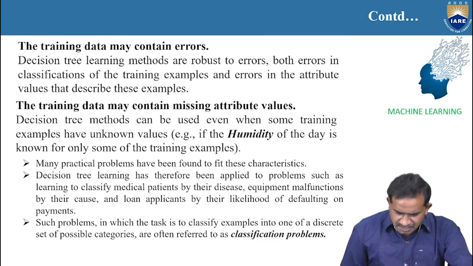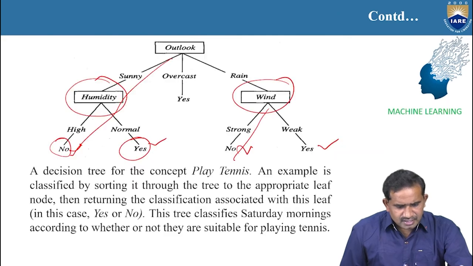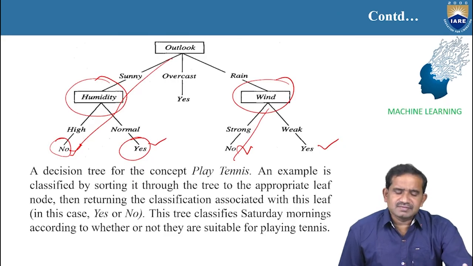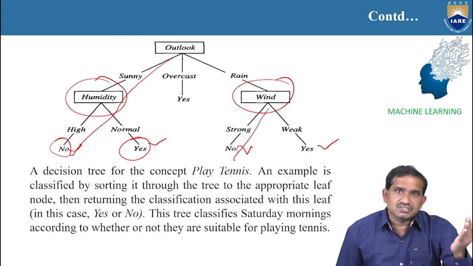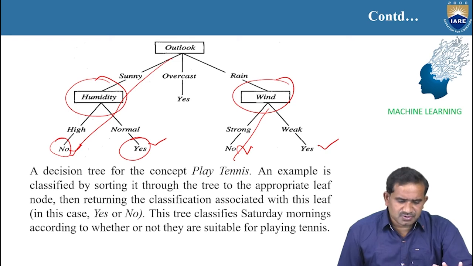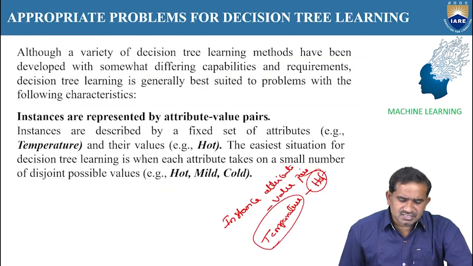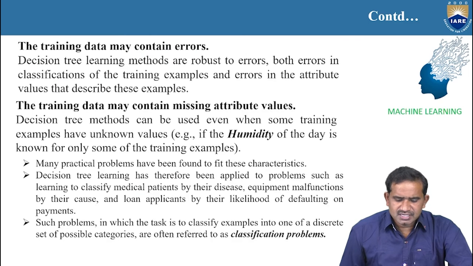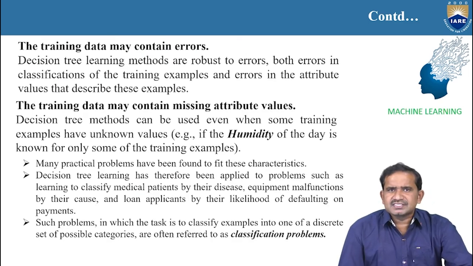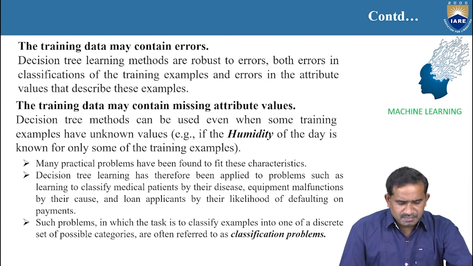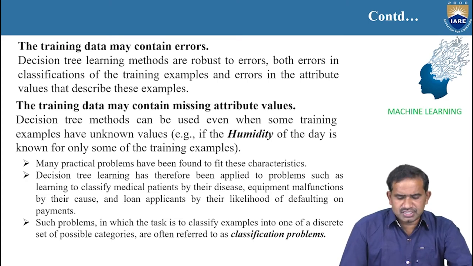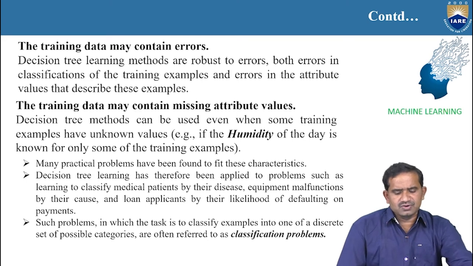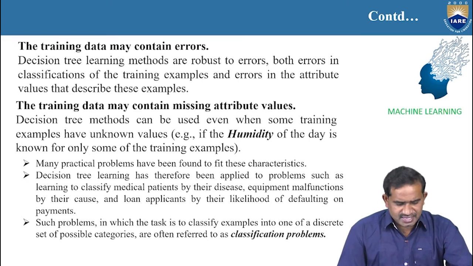Sometimes in the previous example there is humidity, but humidity is sometimes not predictable, and we are not mentioning errors either. It means how much humidity is high, and how much humidity is low or normal. Sometimes it has missing values too, because the training data may contain missing values. The decision tree can be used even when some training examples have unknown values. For example, the humidity of the day is known for only some of the training examples.